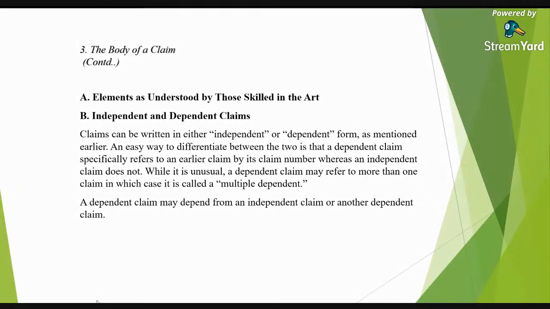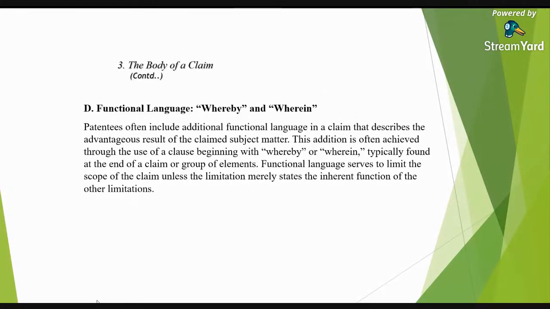Independent and dependent claims. We just saw the first claim is considered as independent, or the main claim of the invention. An easy way to differentiate is a dependent claim specifically refers to the earlier claim. So the moment you see 'as per claim 1', or 'the claim as per claim so and so', that means it is a dependent claim. You can also have a dependent claim which is dependent on more than one claim, so that is known as multiple dependent claims. And an independent claim may depend on an independent claim or any other dependent claim. So that is independent and dependent claims.